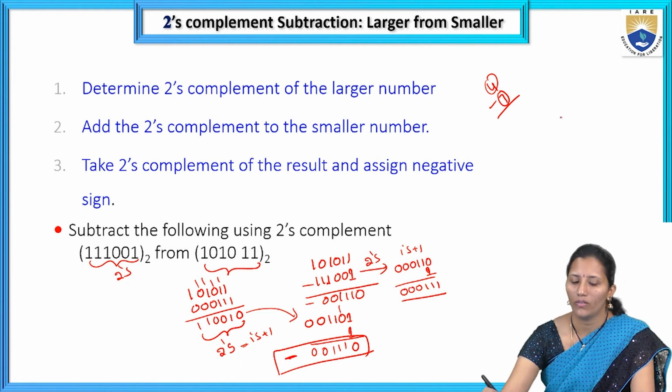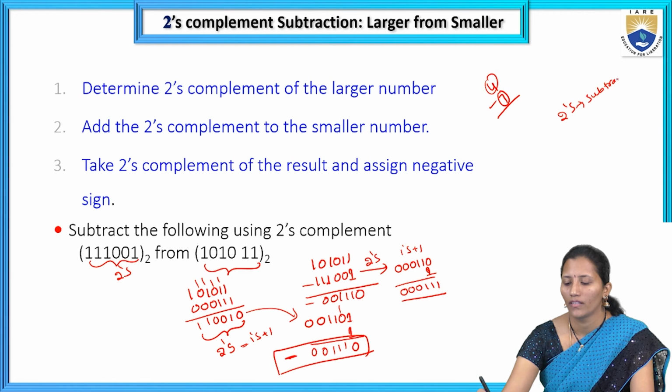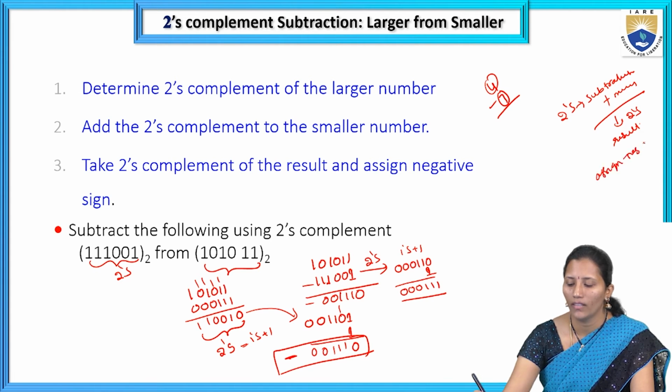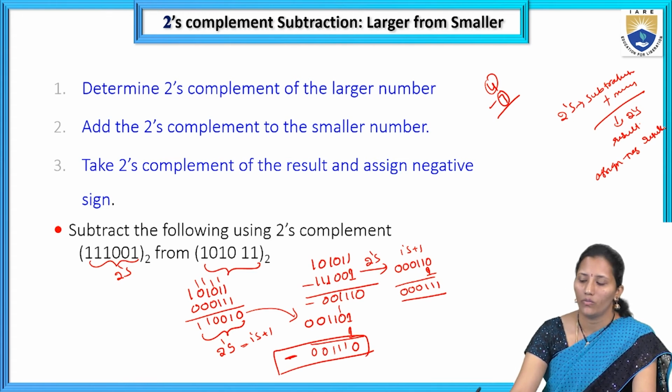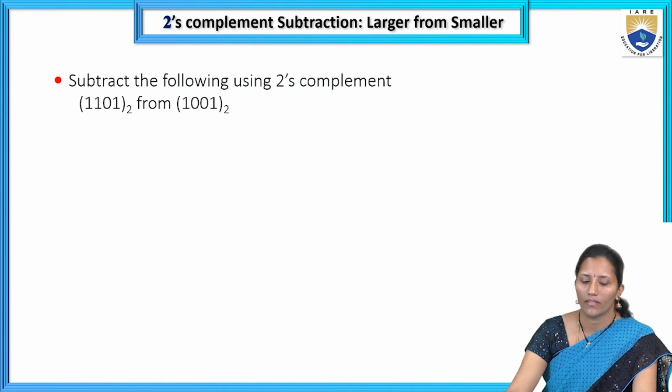So first we have to take the 2's complement of the subtrahend, add to the minuend, then again perform 2's complement on the result, and assign a negative value to the result. So these are the 3 steps to perform the 2's complement subtraction, that is, larger from the smaller number.